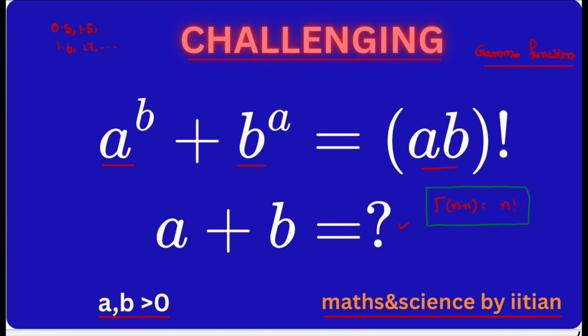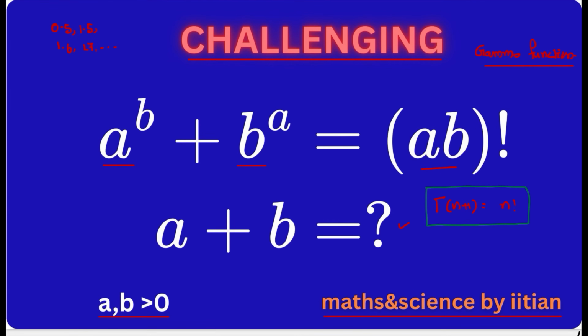Only one equation, two variables, and also we have to find out whether integer values are available for a and b to satisfy this equation, or non-integer values like irrational or rational numbers. Let us try to solve it. In case of irrational or rational numbers, we have to go for the gamma function.